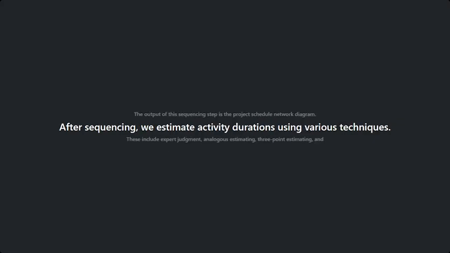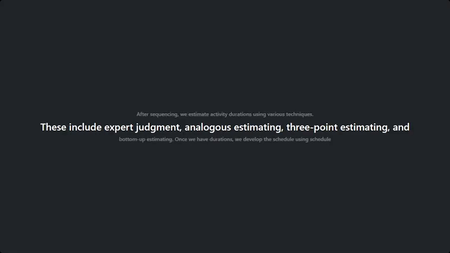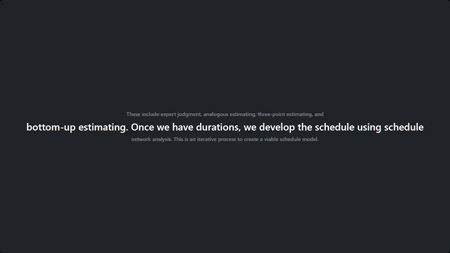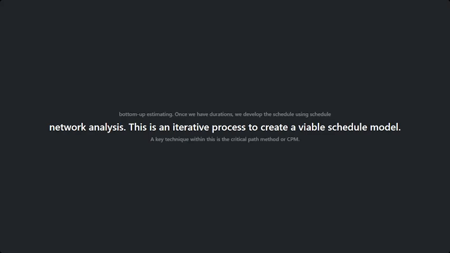After sequencing, we estimate activity durations using various techniques. These include expert judgment, analogous estimating, 3-point estimating, and bottom-up estimating. Once we have durations, we develop the schedule using schedule network analysis. This is an iterative process to create a viable schedule model.